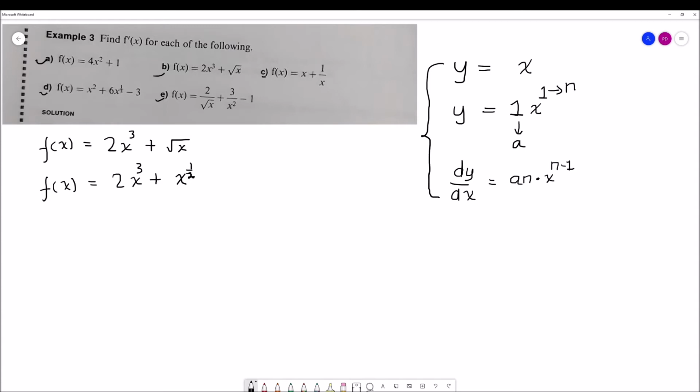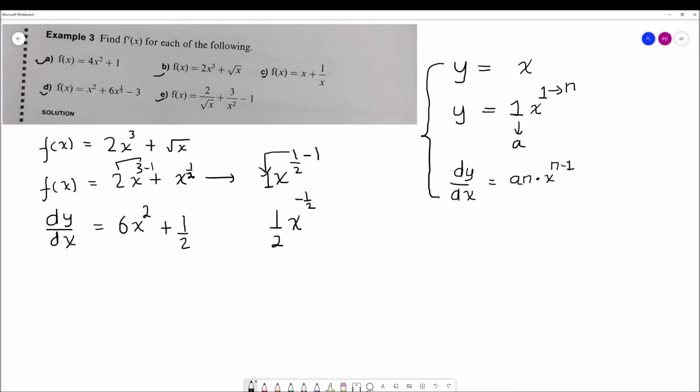Now we can differentiate. Ready? The derivative of y with respect to x is equal to 2 times 3, which is 6, and then 3 minus 1 is equal to 2, so we get 6x squared plus, now look here, x to the power 1 over 2, so the coefficient is 1, so we multiply this fraction by 1 and we get 1 over 2 x, and then we subtract 1, so we get minus 1 over 2. So this will be half of x to the power minus 1 over 2.